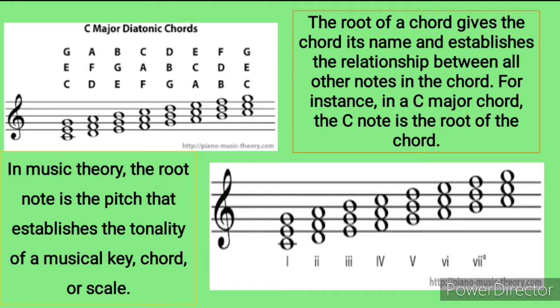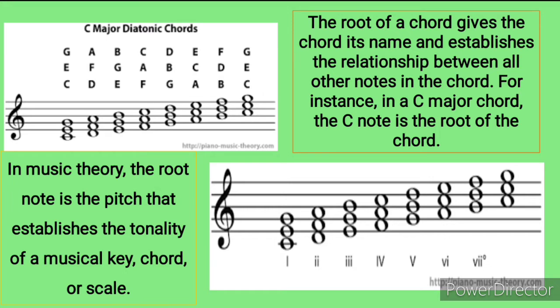The root of a chord gives the chord its name and establishes the relationship between all other notes in the chord. For instance, in a C major chord, the C note is the root of the chord. If it is D major, the D will be the root. If it is E, it will be E. Is that okay? Now, that root is also called fundamental note, is also called what? First. Now, I want to let you know that when you want to pick your chords, you take the first, the third, the fifth, and the what? Eighth. Sometimes you don't take the eighth. You can just take first, third, and fifth.